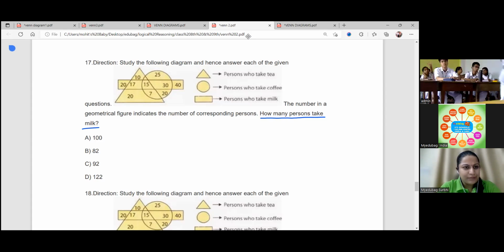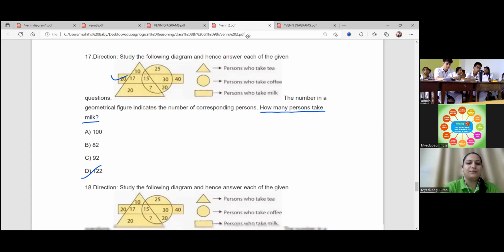Third, fourth. Answer is the fourth one because you're going to add all of these. Okay. This is the person who takes milk. So it can be in the triangle also, and in the circle also.